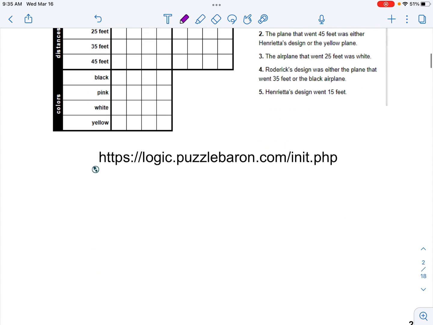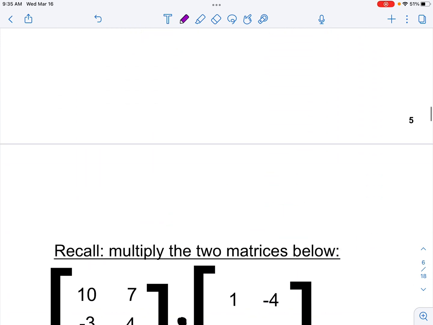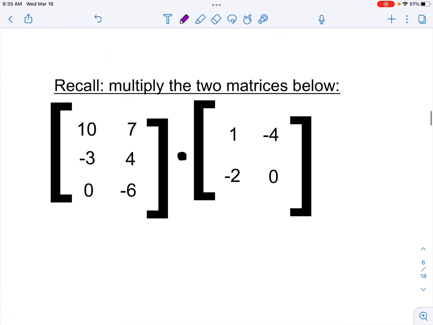We'll save this logic puzzle, I think, on these first four slides, for later. Go to slide 6 of this file. Multiplying matrices is the main skill of lesson 3.1. The first thing to do is identify the dimensions of the matrices. The dimensions are the number of rows by the number of columns.